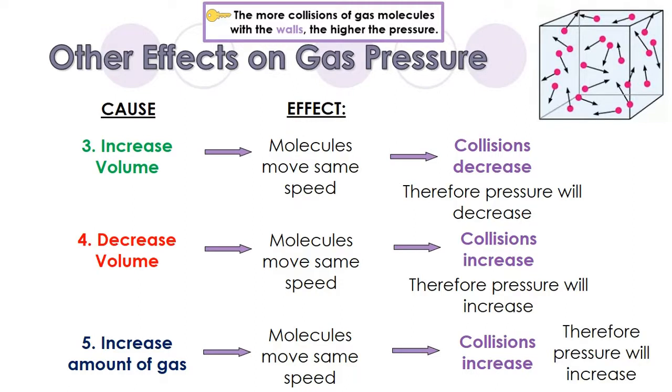And I like to give the analogy of if you're driving on the highway, there's obviously more cars there compared to if you're driving on the countryside. So you have a higher risk of getting into an accident on the highway than you do on the countryside. So the more molecules, the more number of cars, therefore your pressure is going to increase.